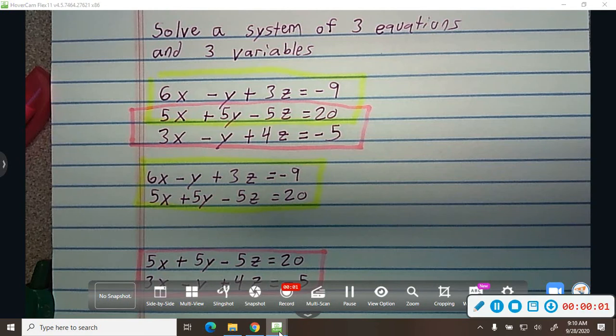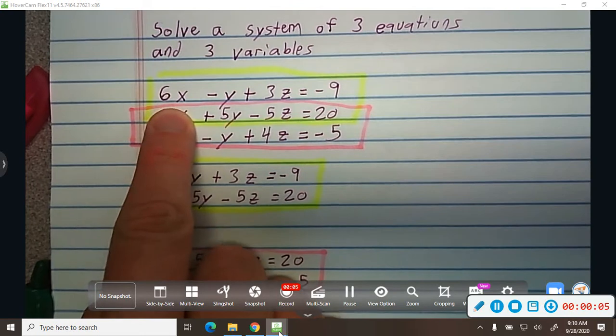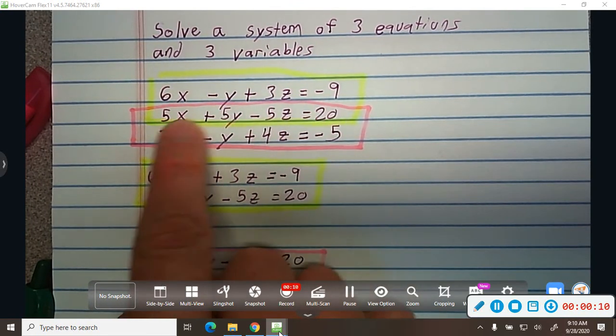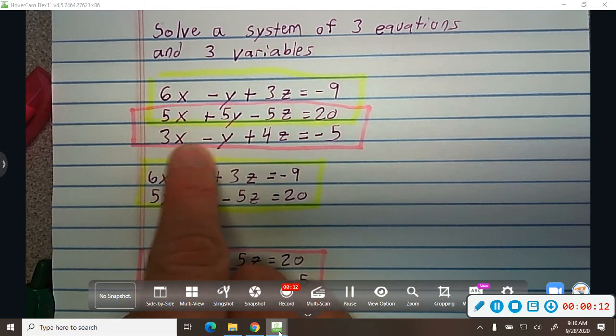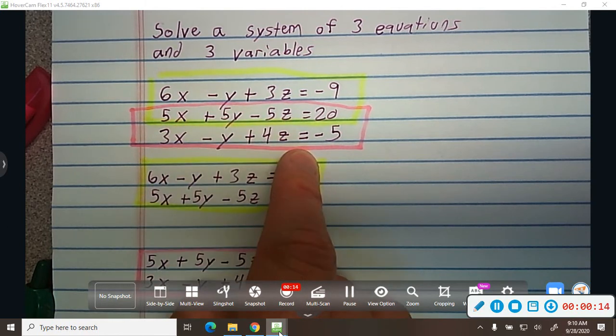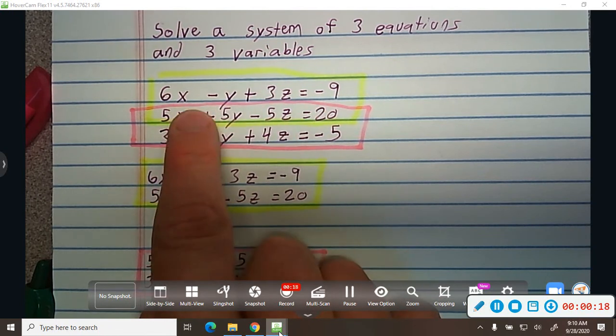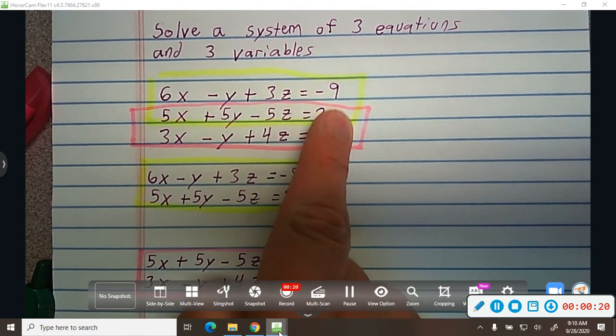So we're going to solve a system of three equations. We started off with the equation 6x minus y plus 3z is negative 9, the 5x equation, then the 3x equation. And we're trying to find the values x, y, and z such that when you plug them into all of these equations, you get negative 9, 20, and negative 5.